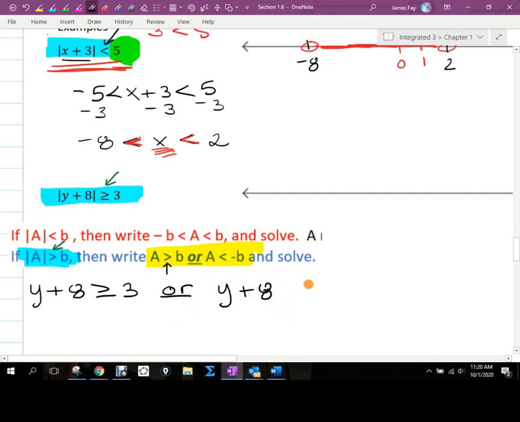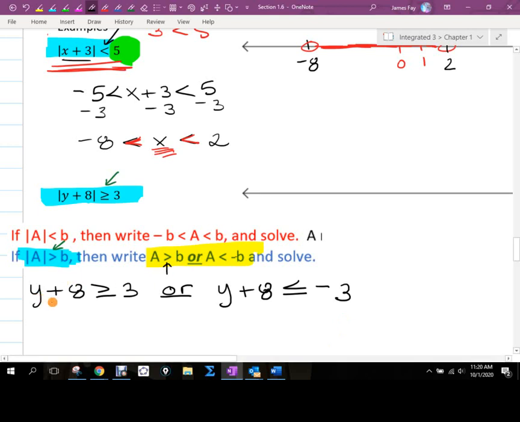A was our y plus 8. Now it says use a less than sign. We just have to remember that ours included equality as well. And then you said B was 3 for us, right? So this is saying make it negative, so put negative 3. Does that make sense?